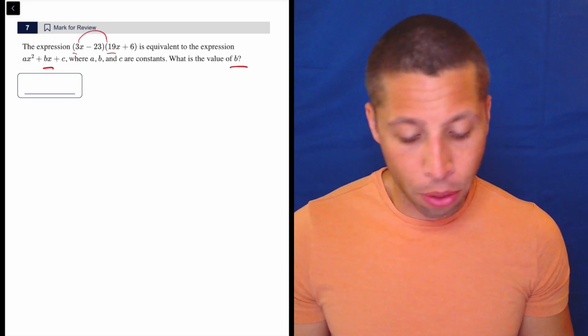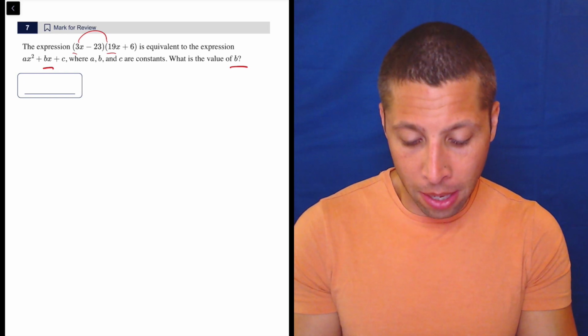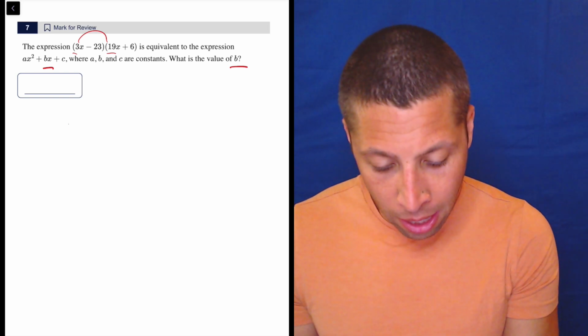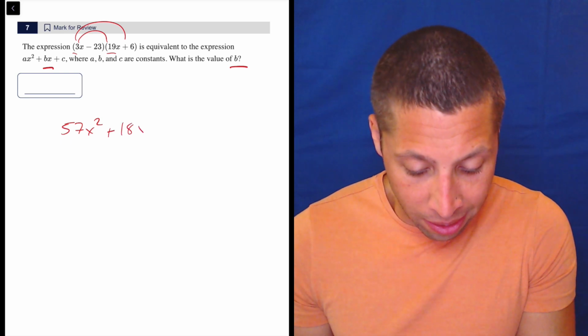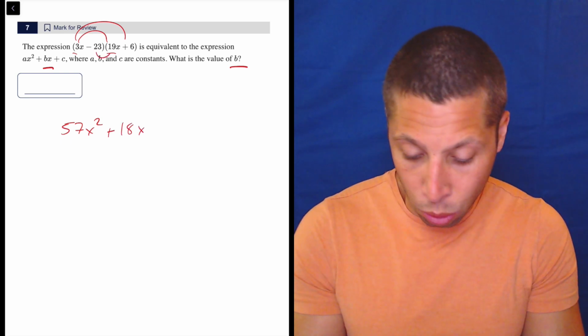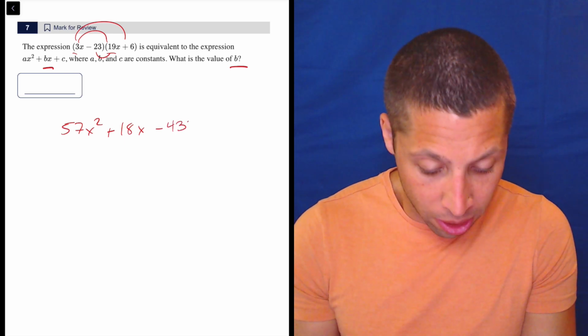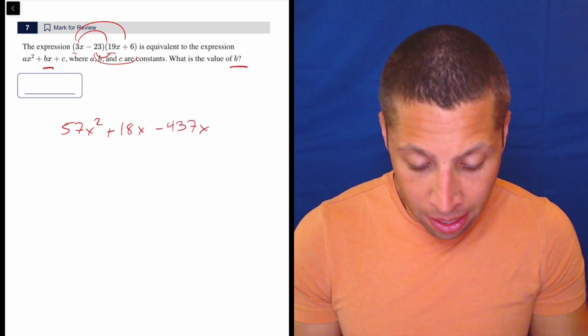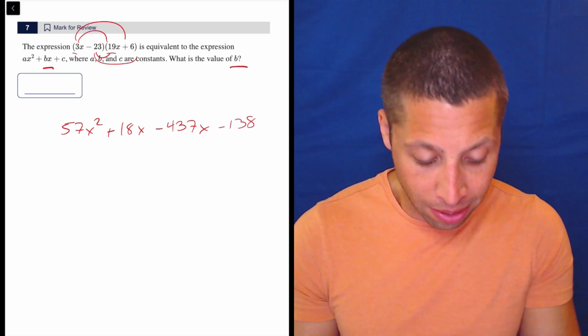The first terms are 3x times 19x. Now, I don't know 3 times 19 in my head, so 3 times 19 in a calculator is 57x squared. Then this one I can do, 18x. This one I can't, so 23 times 19 is negative 437x. And then 23 times 6, don't lose those negatives, but 138.